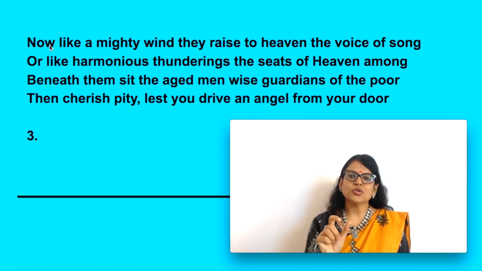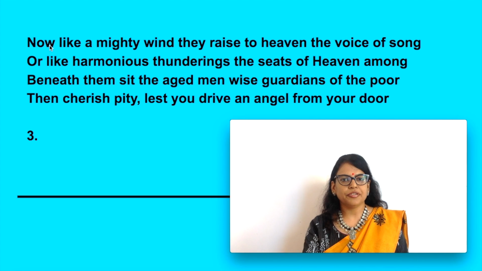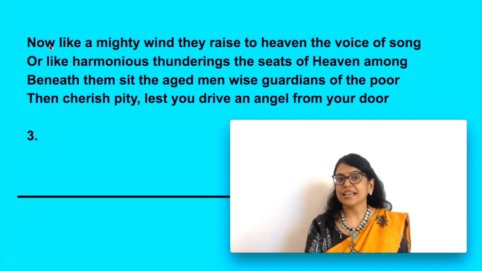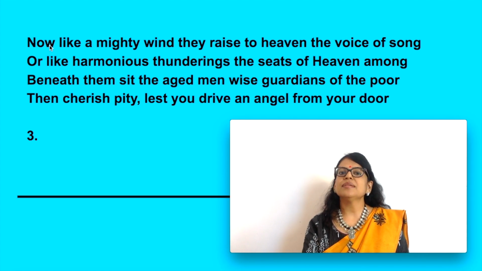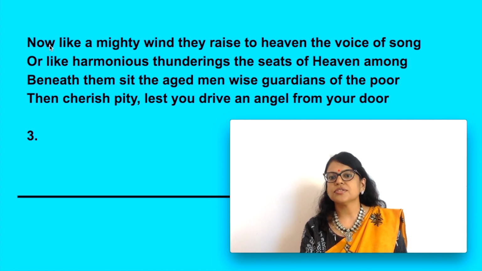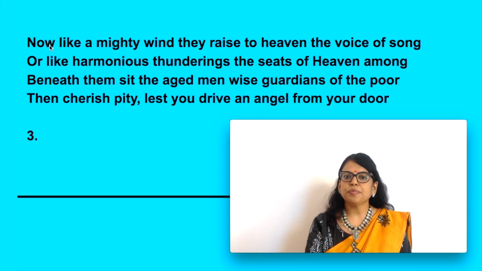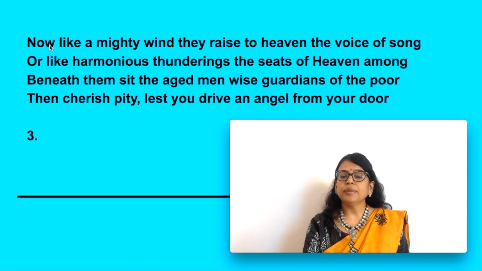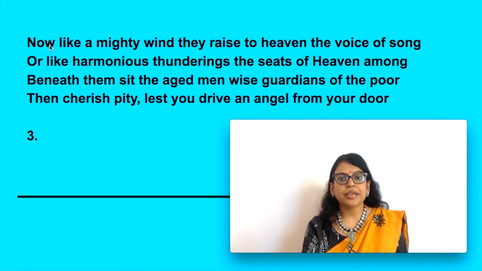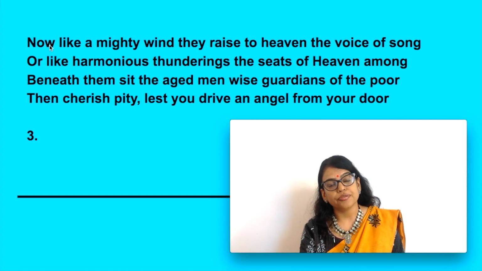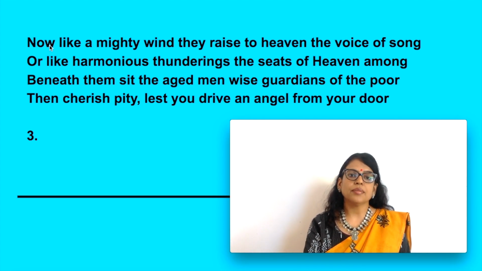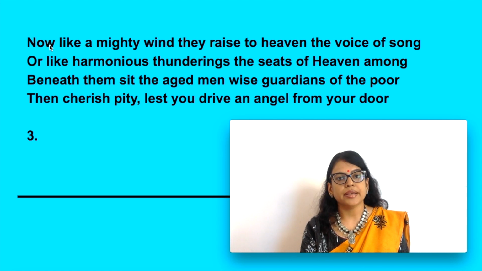Now, aged also denotes that they've lived a life of experience. They're no longer as innocent, as beautiful, as soft as lambs as the children are. So "beneath them sit the aged men, wise guardians of the poor. Then cherish pity, lest you drive an angel from your door." You must cherish pity. You must realize that you have to take care of these children because they're orphans. And since they're orphans, if they come to ask something at your door, do not turn them away.